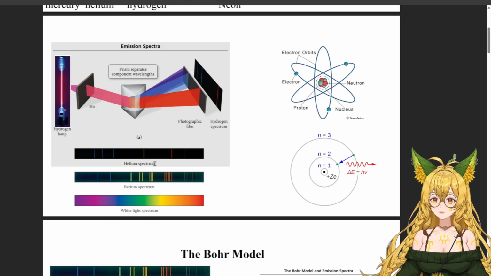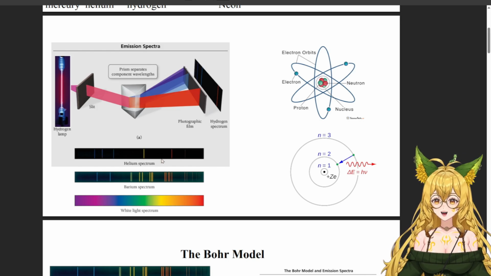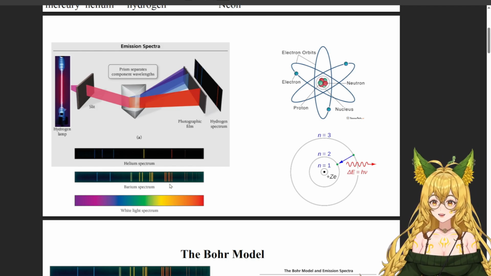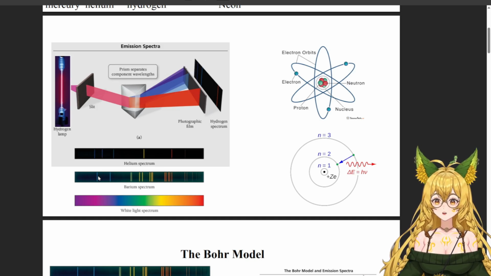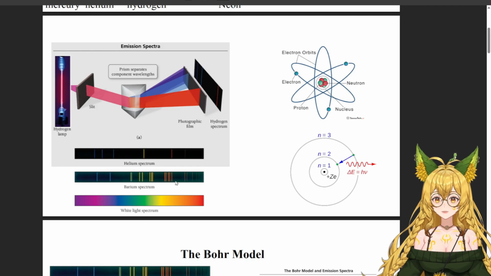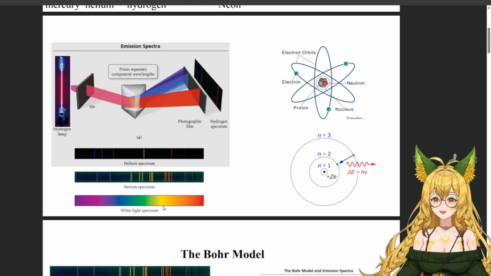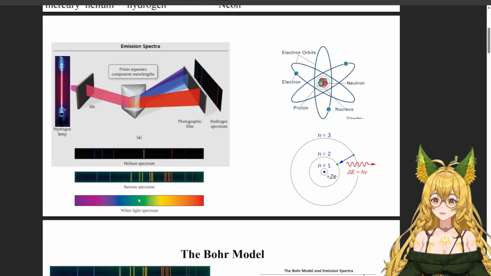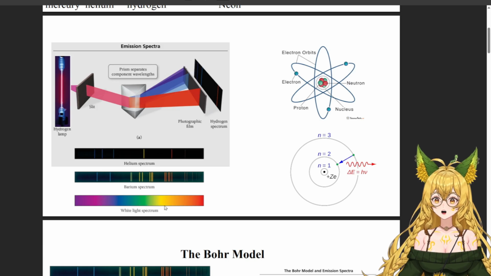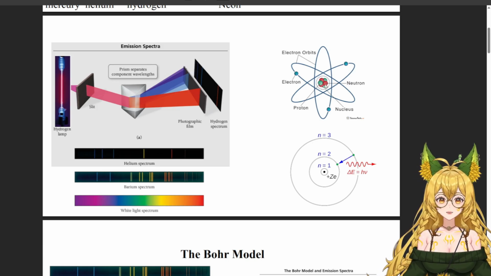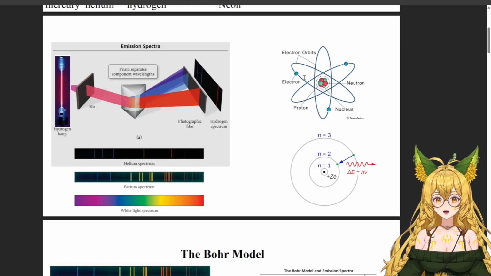So here we see helium, and the helium spectrum only goes on these colors. And then we have barium, and the barium spectrum is a lot bigger. The prism is able to separate out a lot more wavelengths, and basically the paths the electron takes. And then we have the white light spectrum. So when white light passes through it, white light is actually not just white, it is actually all colors wrapped up in one.